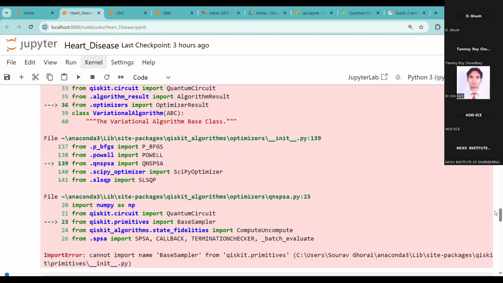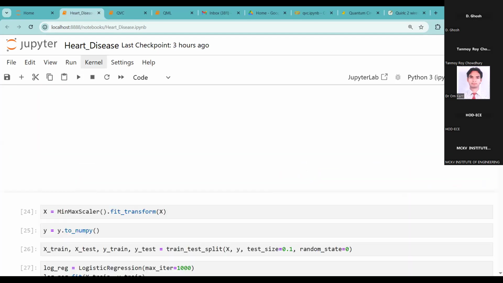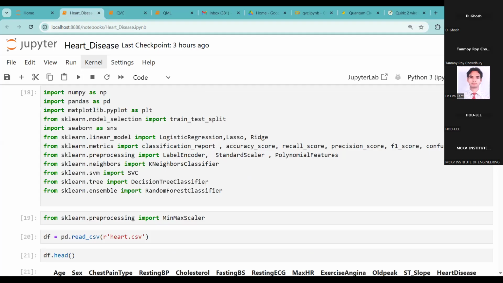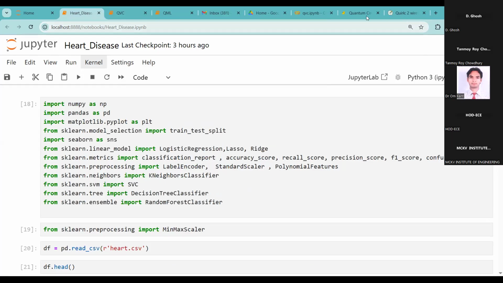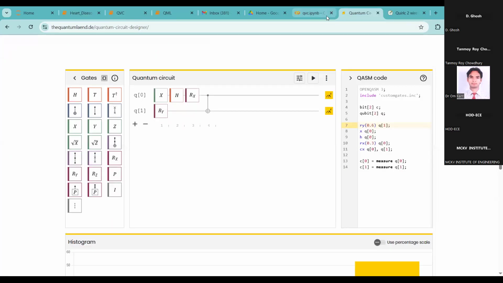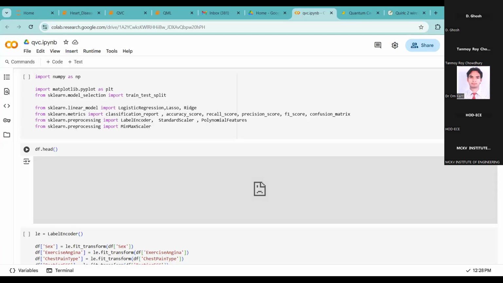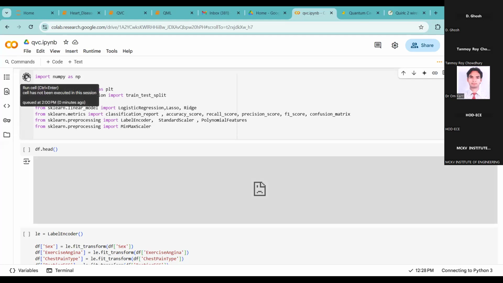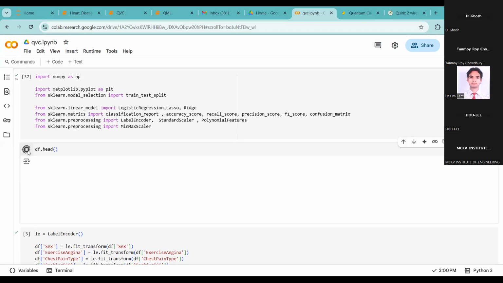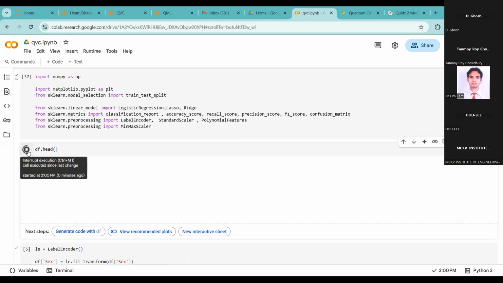I have done it in Colab. I'm going to quickly show you this. I don't think this will be running again, but I've done this. There is some error going on, df.head. I'm going to show you a data set, a medical data set. This is the data set.